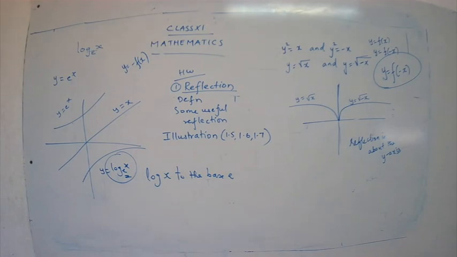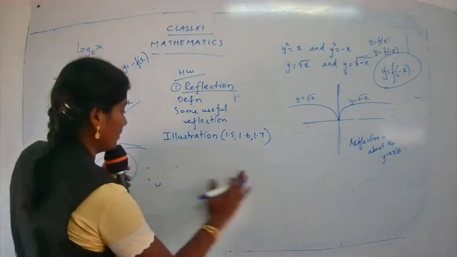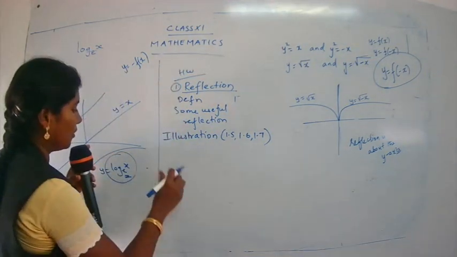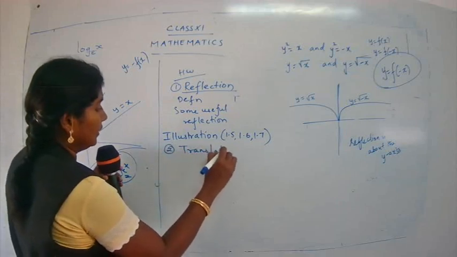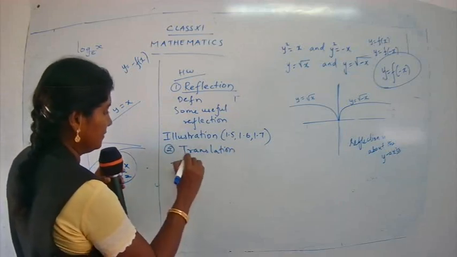that is, reflection. And we will see about translation and dilation in the next class. But your homework will be to complete translation and dilation also. You have to write the definition for translation. So the second is translation, and you have to write the definition and the illustration.